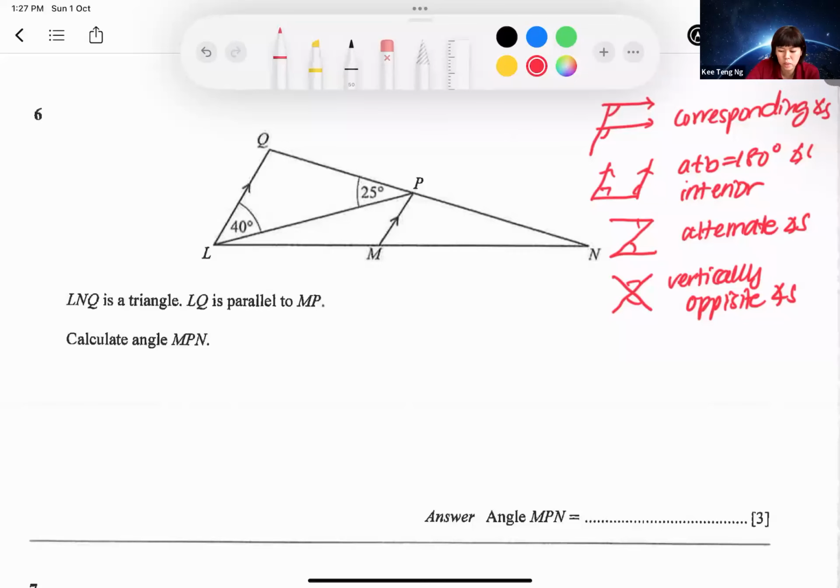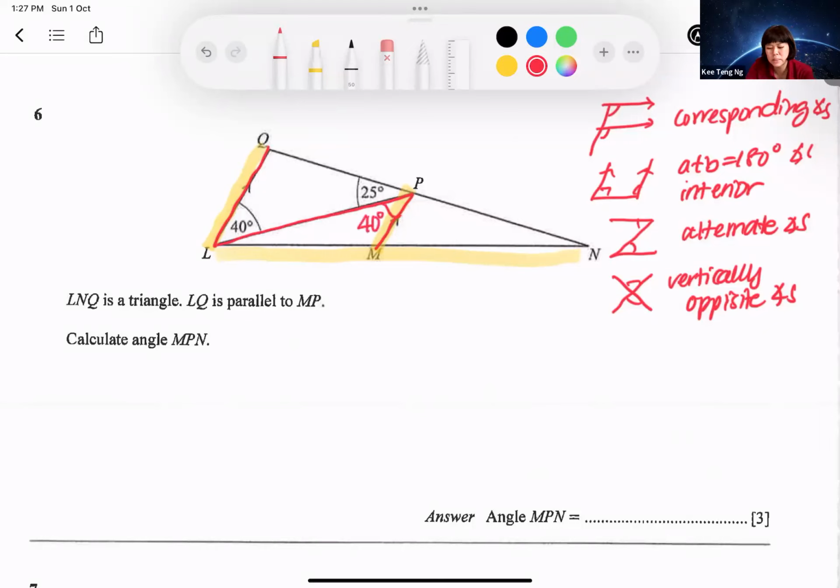Okay, so let's take a look at our diagram. L, Q and O is a triangle. LQ is a straight line. L to Q is parallel to MP. So in this case, you can see a letter F already. Not only that, I can also see alternate angles. Some people will think that the 25 is an alternate angle. No, the two parallel sides are here. So you have to draw a diagonal across this parallel side. So this one here will be 40 degrees.